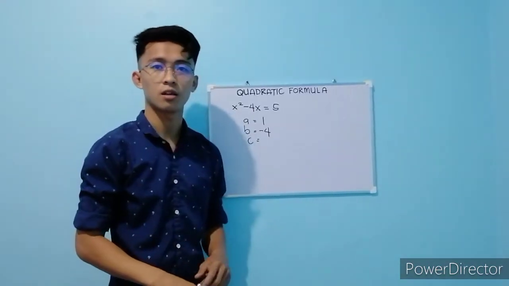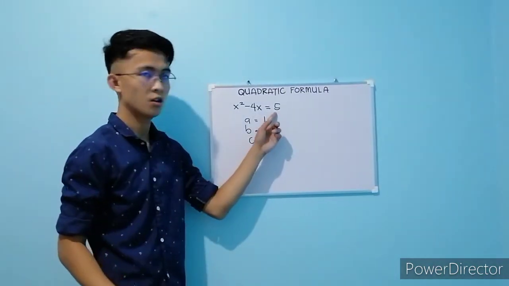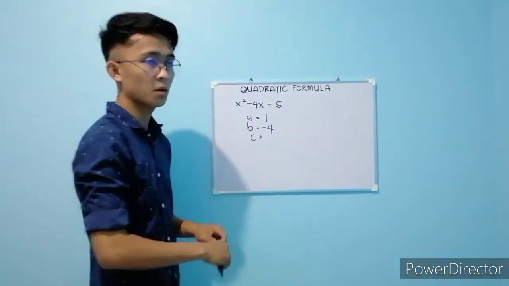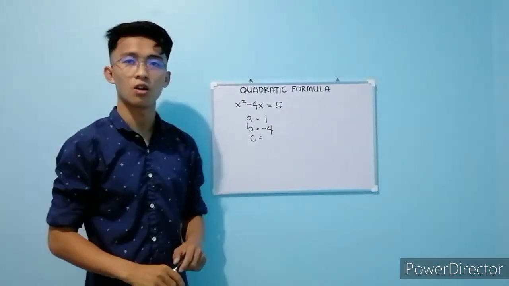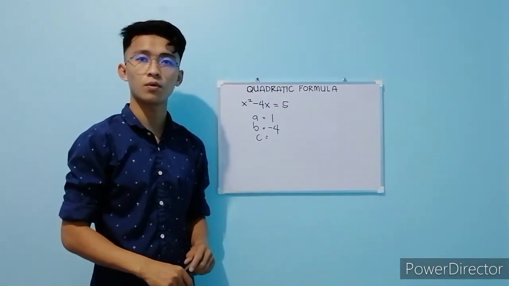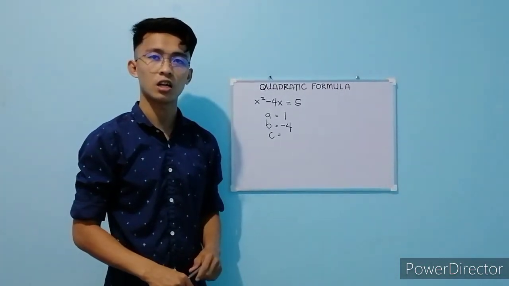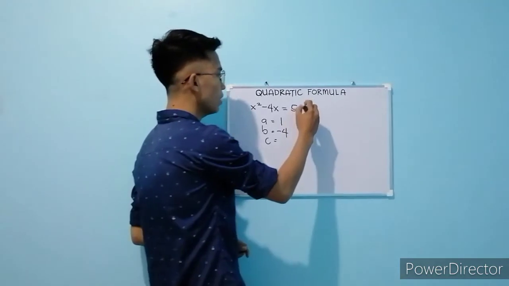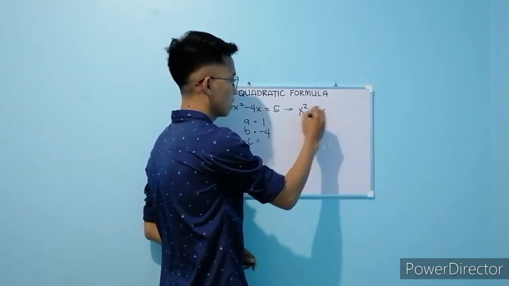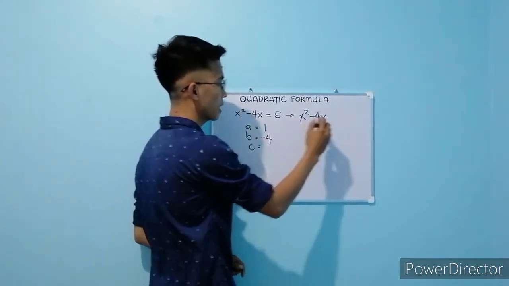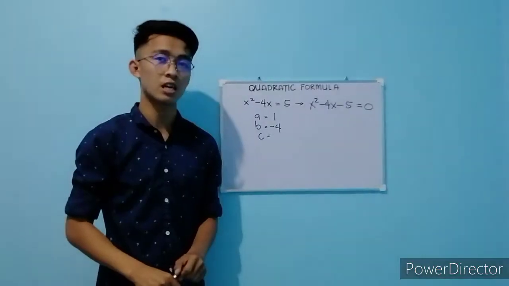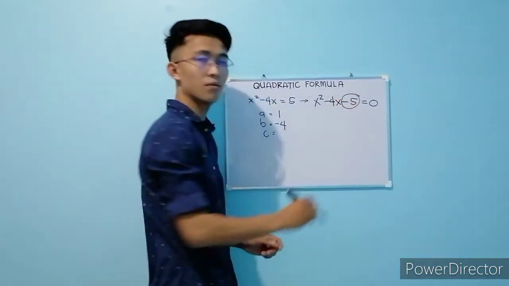And how about the value of c? Do you think it is positive 5 or negative 5? The answer is negative 5. Why? Because before identifying the values of a, b, and c, we need to convert the equation into its general form. Converting this, it becomes x squared minus 4x, and we transpose 5, so from positive it becomes negative: negative 5 is equal to 0. So the value of c, the constant term, is negative 5.